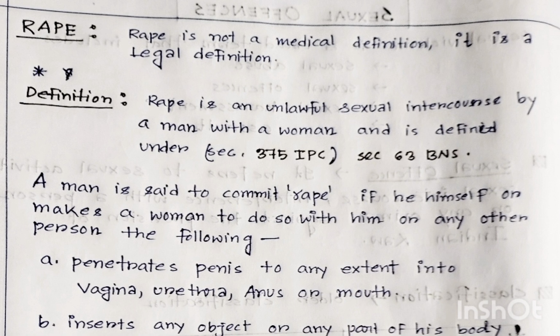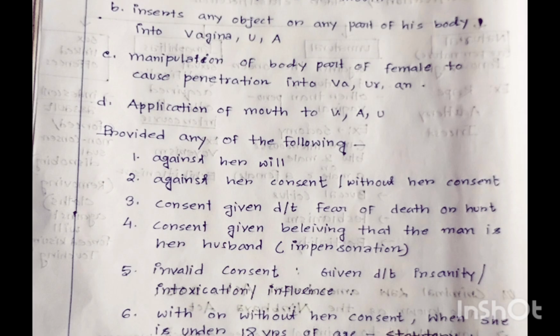Then insertion of any object or any part of his body other than penis into the vagina, urethra and anus. Manipulation of body part of the female to cause penetration into vagina, urethra and anus. Application of mouth to the vagina, anus and urethra, provided any of the following.